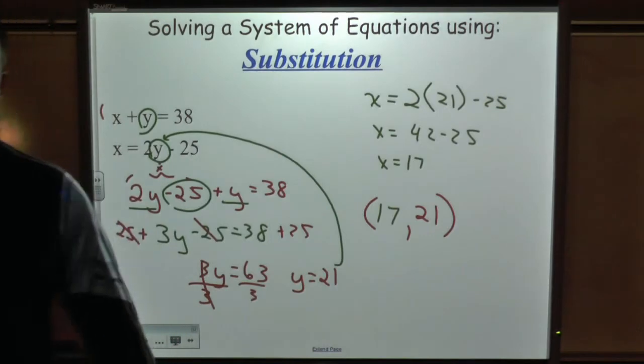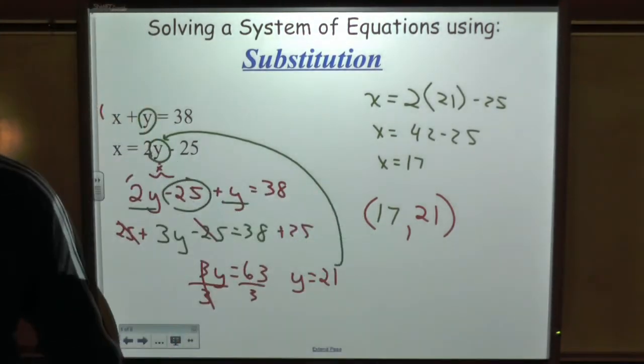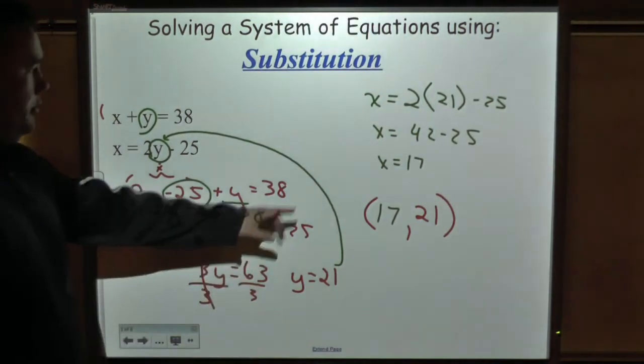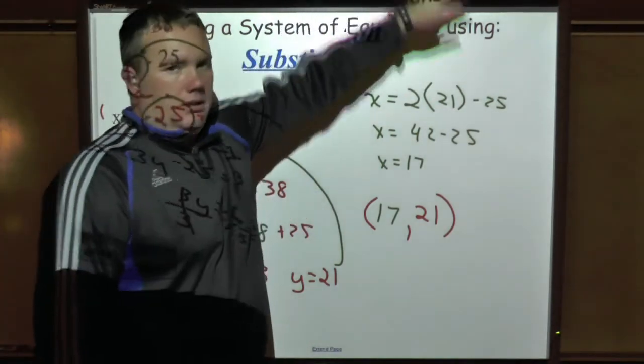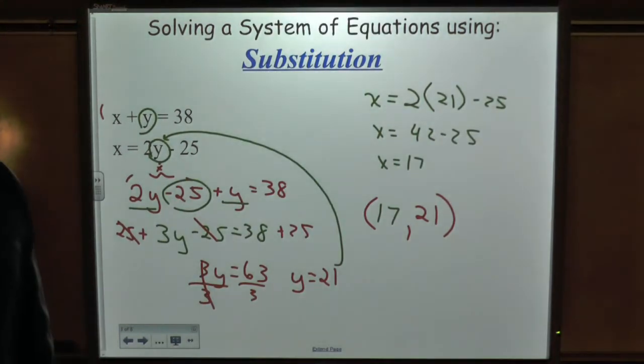Hopefully one thing you'll notice from this is that this point isn't going to show up on any graph that I give you. All right? This point, if we had a graph, it would be way up here somewhere. All right? So this is one of the reasons why we have substitution. It allows us to figure out the answers to systems when graphing isn't available.